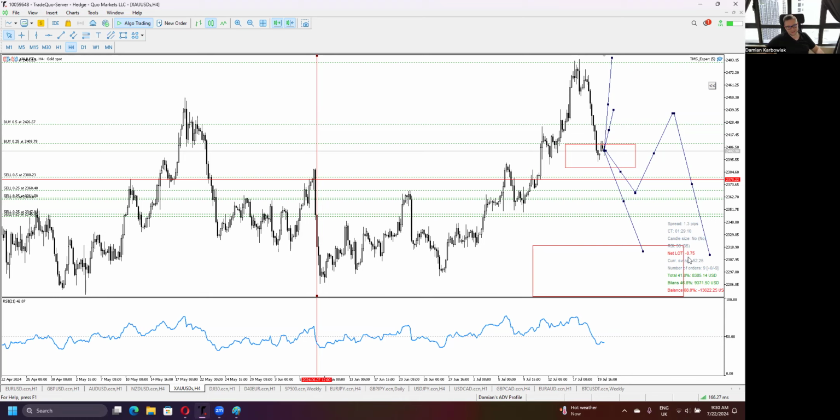My net lot is 0.75, which is good, because when the market was on the top right here, I had 2.5 lot in total. Right now, I have only 0.75 open, so it's much better. I feel much more comfortable than I felt on the top. I think that you experience similar emotions connected with this up movement.